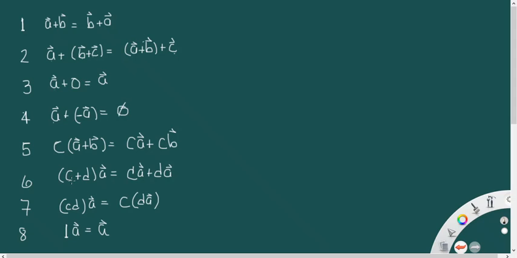If you have a constant value C plus D times a vector A, it will be the same as if you multiply C times vector A plus D times vector A. If you have in this case a couple of constants C and D times vector A, it is the same as if you calculate C times D times vector A. If you multiply the vector by the identity, you will get back the vector itself. So with these 8 properties, we finished the first module.